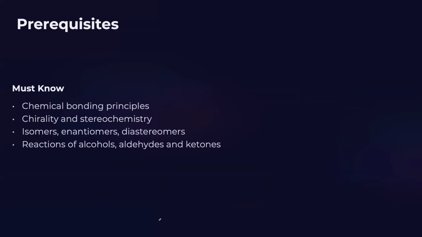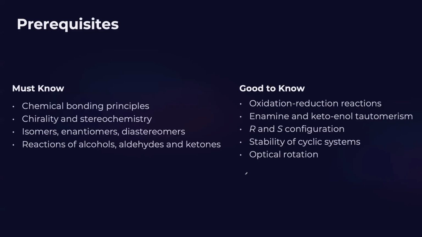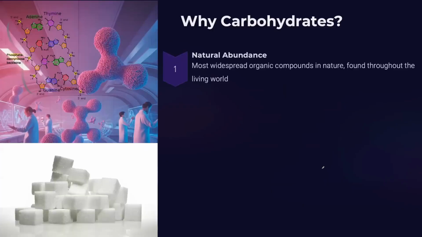Therefore, before we move on to the topic, let's briefly review what type of background is expected. You should already be comfortable with chemical bonding, chirality, isomers, reactions of alcohols, aldehydes, and ketones. To a lesser extent, it's also good to have some knowledge about oxidation reduction reactions, enamine and keto-enol tautomerism, R/S configuration, stability of various cyclic systems, and optical rotation. However, we will revisit them as and when needed.